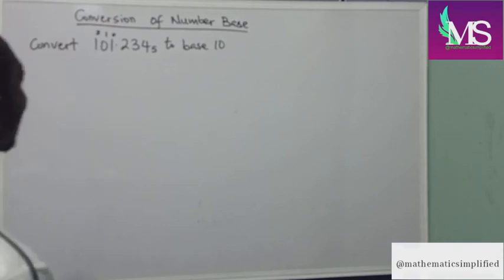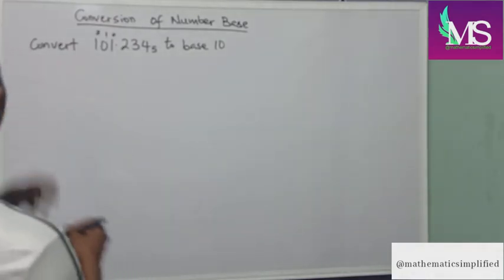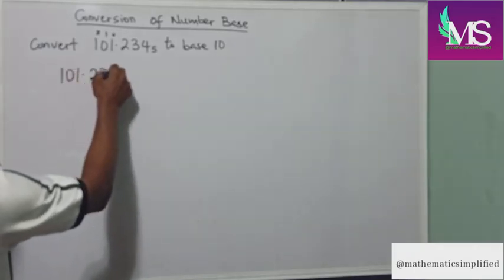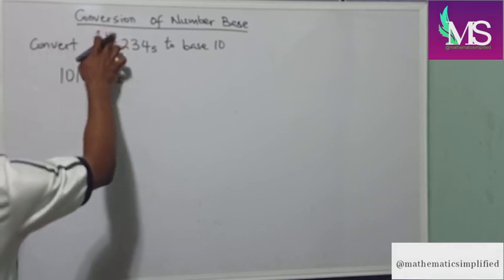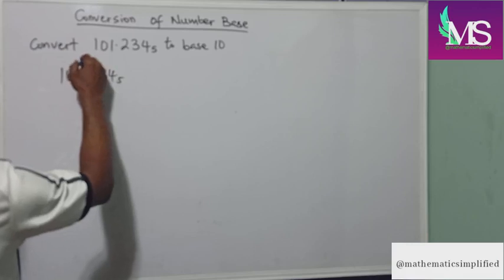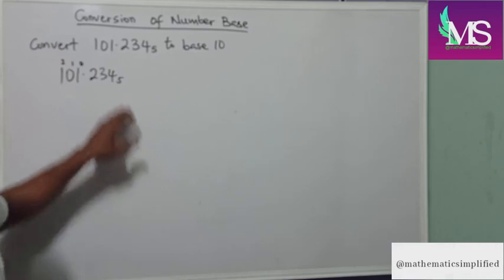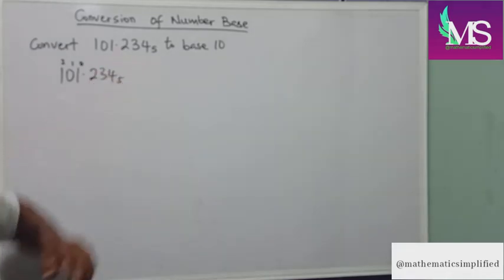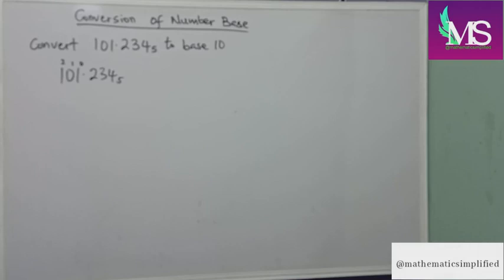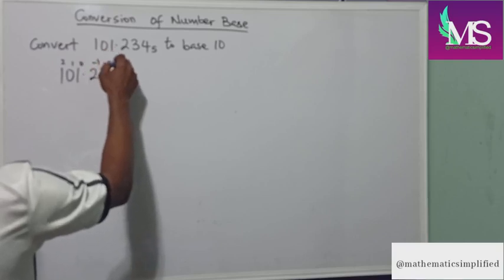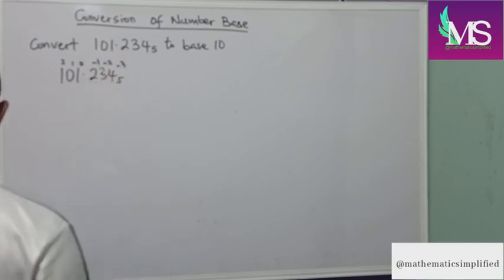Now remember that from your decimals, okay, let me write this: 101.234 base 5. This becomes 0, 1, 2. Alright? Now, remember that our numbers after our decimal are not whole numbers. Okay? They aren't whole numbers. So this becomes minus 1, minus 2, and minus 3.